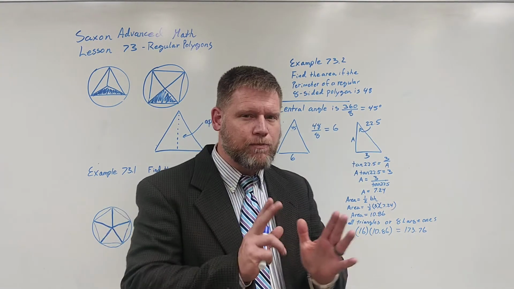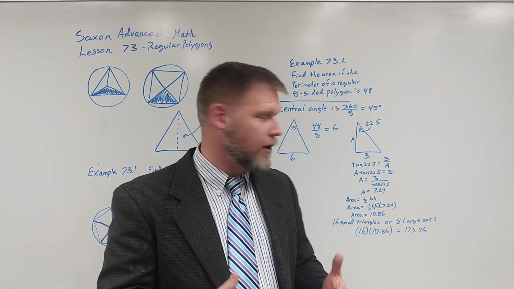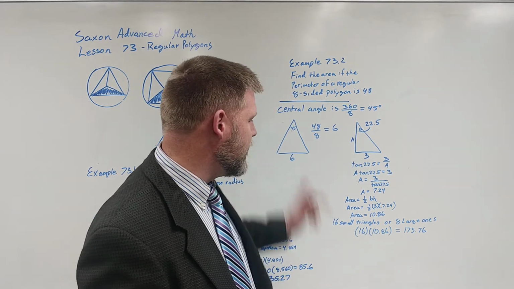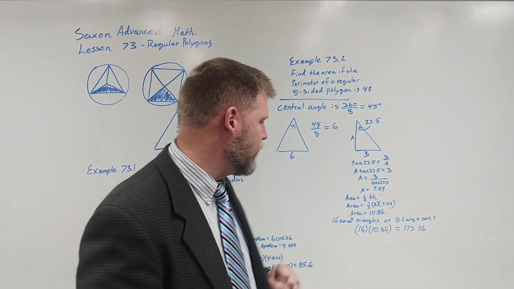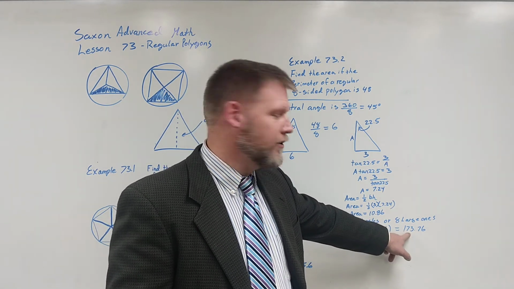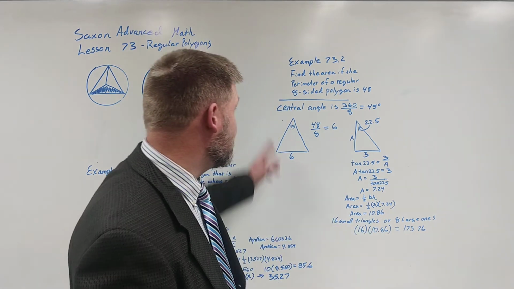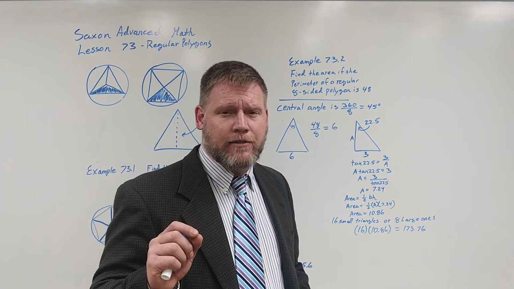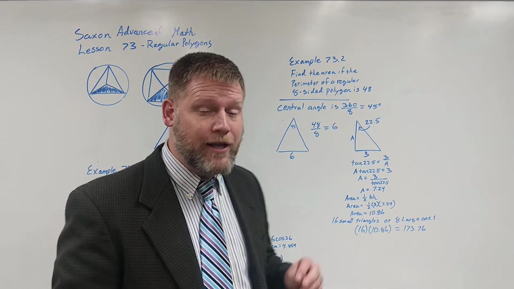Well, how many of these small triangles? If I had 8 large triangles, that gave me 16 small triangles, and I know that each small triangle's area is 10.86, so I'm going to multiply 16 times 10.86 and get 173.76 as the area of my polygon.